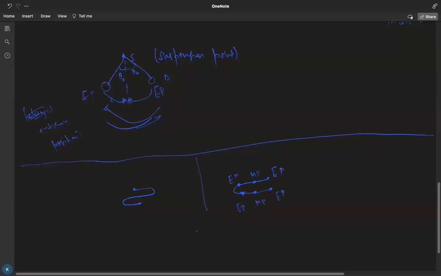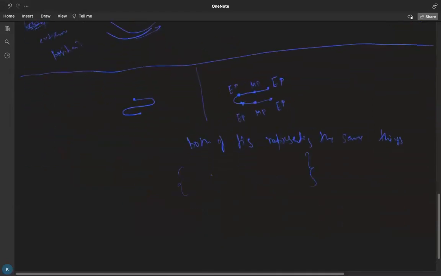Both of these figures represent the same thing. And what is it? It is one complete cycle, right?